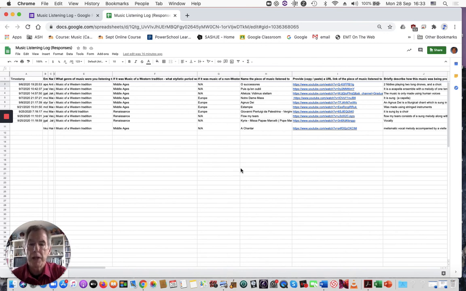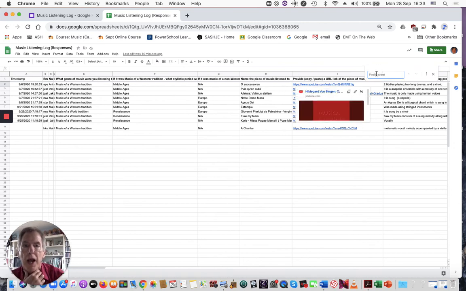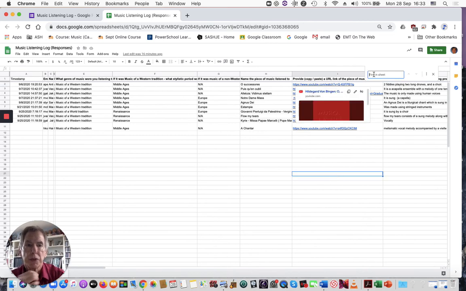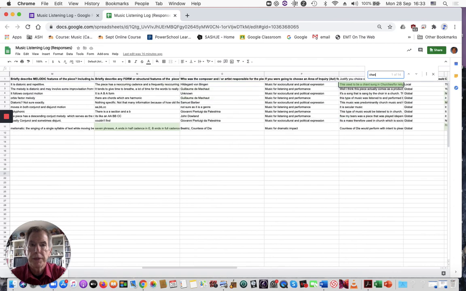Another cool thing about this, and then I'll let you go, is that if I press Command F, I get this little find in here. Let's say that the student was intrigued by chant. So if I type in chant, I only have 1 of 10, but I can see that there were a couple instances here where chant was used. This used to be a chant.